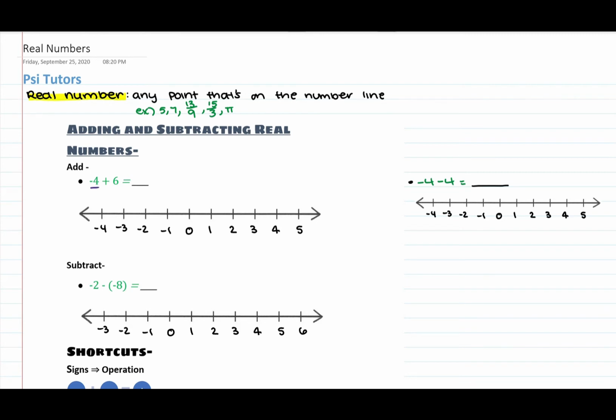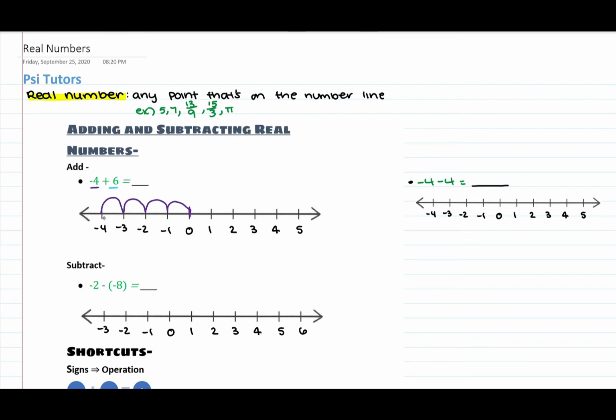So let's use purple for a negative 4, okay? So you start off at 0 right over here, and then you're going to move to the left negative 4 spaces, okay? So we start off at 0, 1, 2, 3, 4. And right now we've landed at negative 4 because it's telling us to go to the left negative 4 spaces, okay?